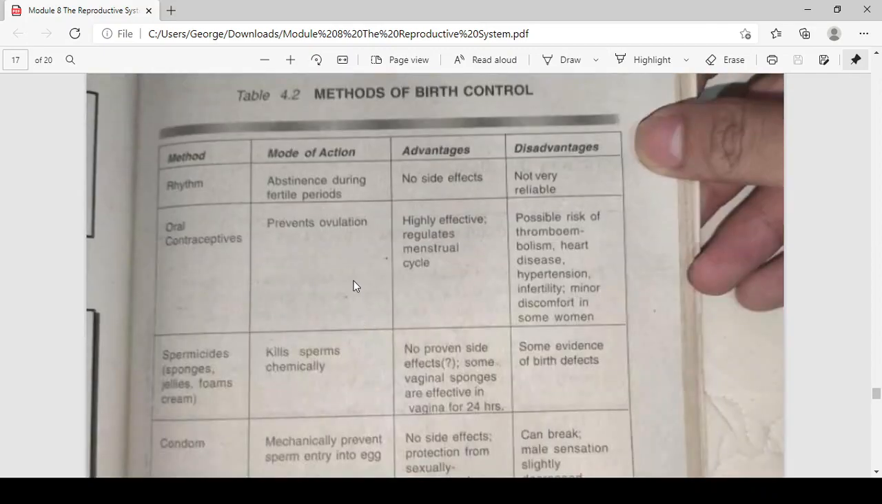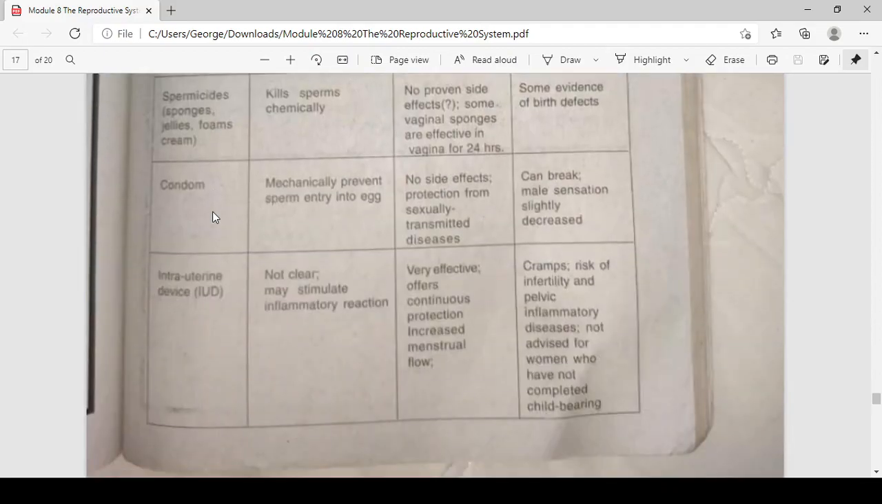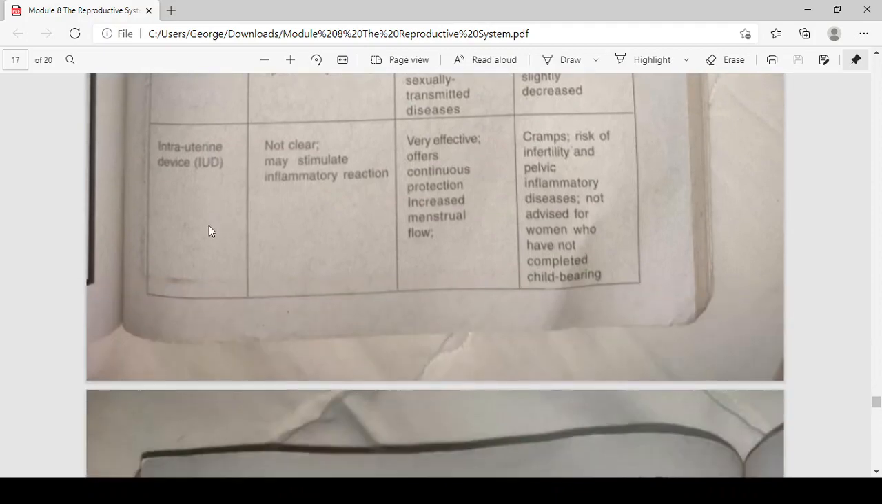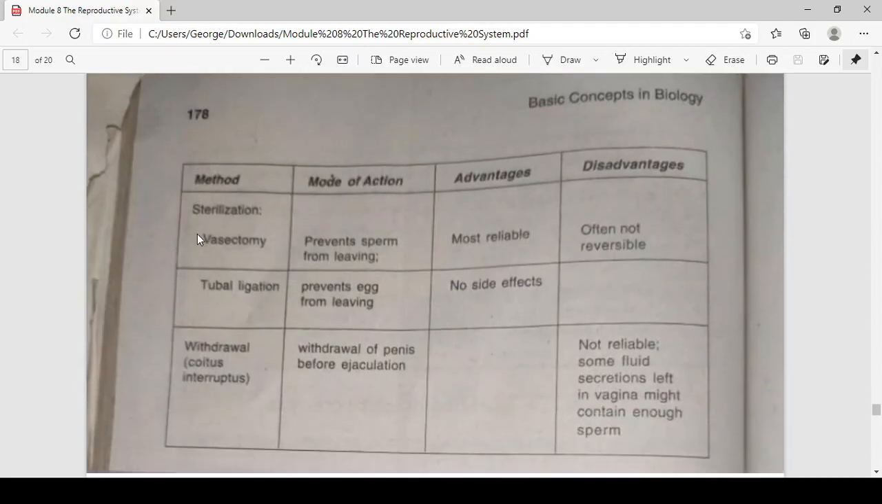Next, you have your methods of birth control. You have your calendar method or your rhythm. You have your oral contraceptives or your birth control pills. You have your spermicides or sponges, gels, and foams. Ginapatay ang sperm chemically. And you have your condom and you have your IUD.